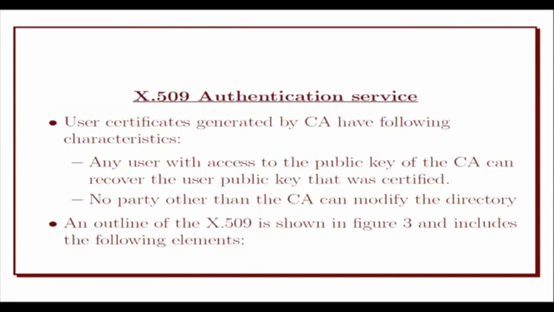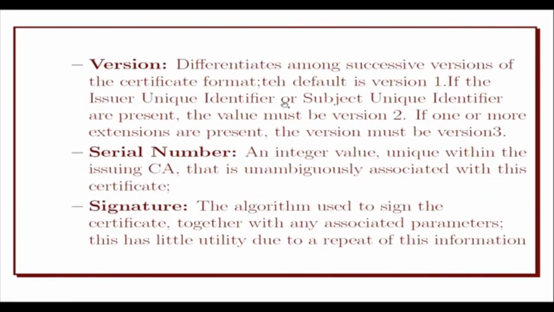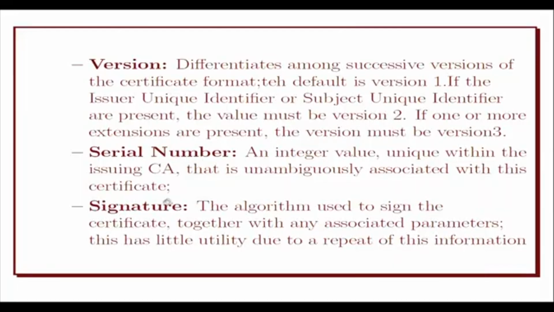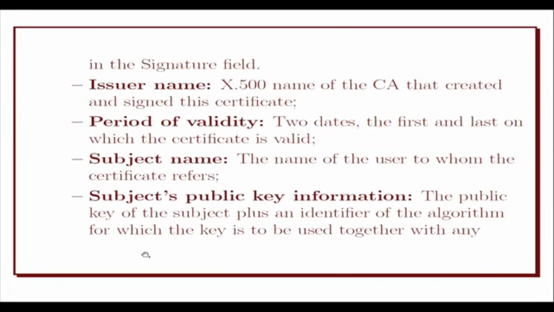This is the user certificate generated by the CA, and it has the following characteristics: any user with access to the public key of the CA can recover the public key of the user. This is the basic criterion of a certificate. No party other than the CA can modify it. So, let us go to the figure. These are the fields it has: version, serial number, signature of the trusted party, and then the issuer name. The certificate is X500, so that is the name of the issuer.